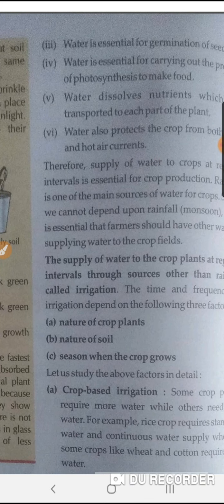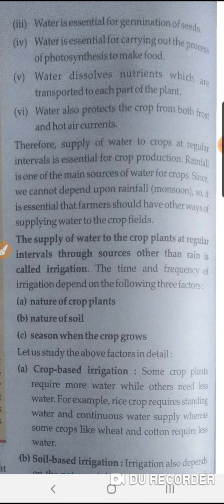Now, water is essential for germination of seeds. When will the seeds germinate? When we properly supply water to them. Water is essential for carrying out the process of photosynthesis to make food. You all have read about the photosynthesis process and very well know that it is essential. Without water, photosynthesis process cannot happen.